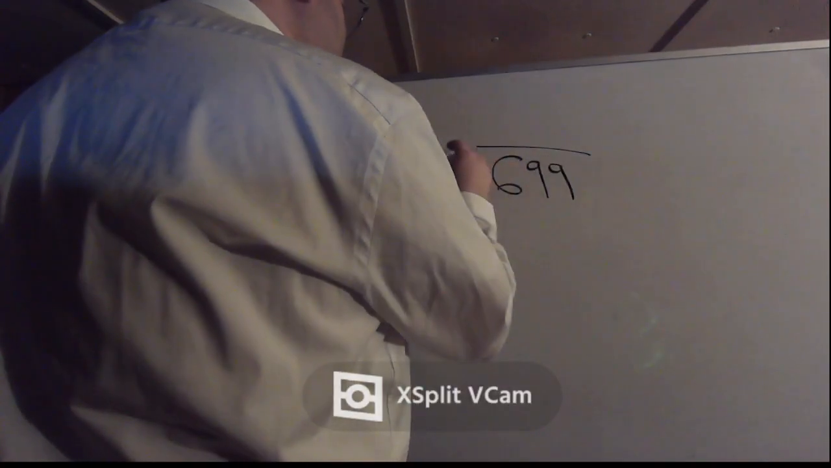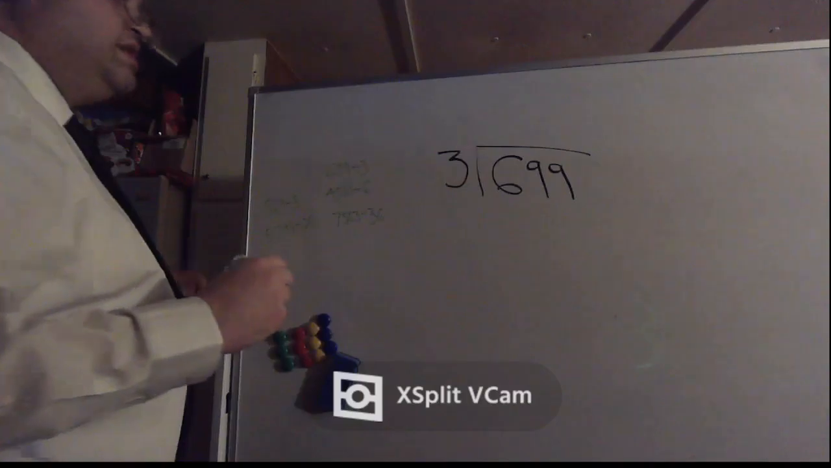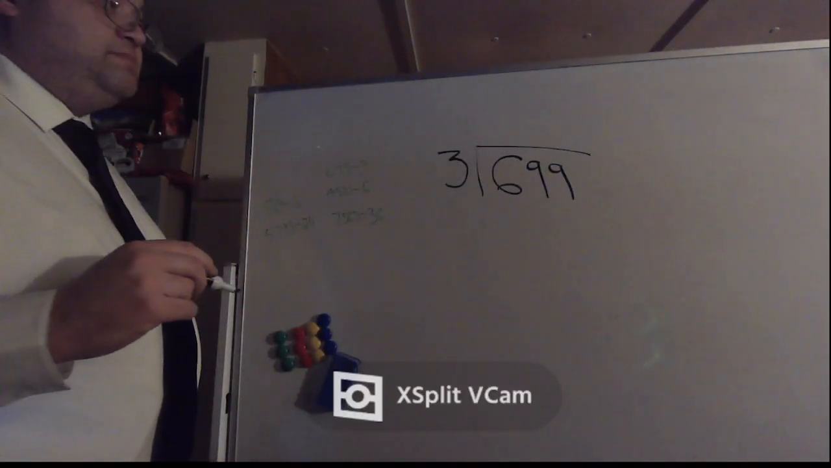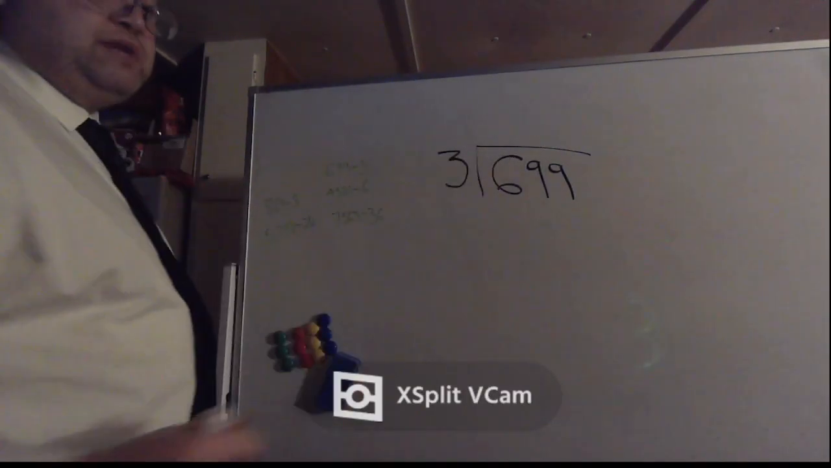699 divided by 3. I think this one actually might be pretty even. Start with the first digit. 3 goes into 6 how many times? 2.